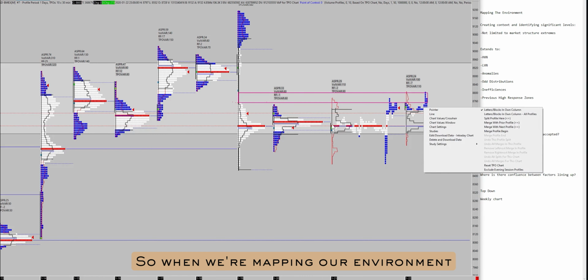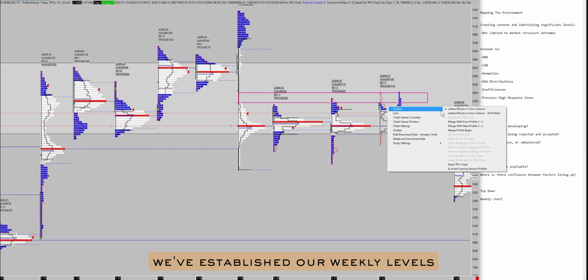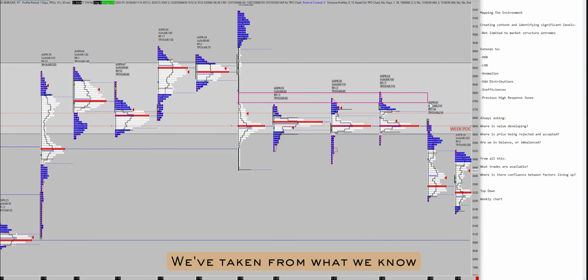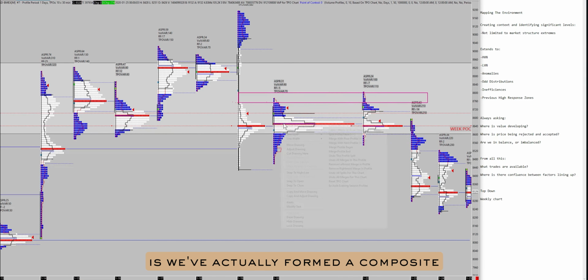So when we're mapping our environment, what we've done is we've established our weekly levels. We've taken from what we know in terms of what was setting up. So in this case, what was setting up is we had a single print level on a double distribution. So the area we're looking for rejection is within the single print level. Okay, so far 2 back-to-back days. And at this point, what we've done is we've actually formed a composite.